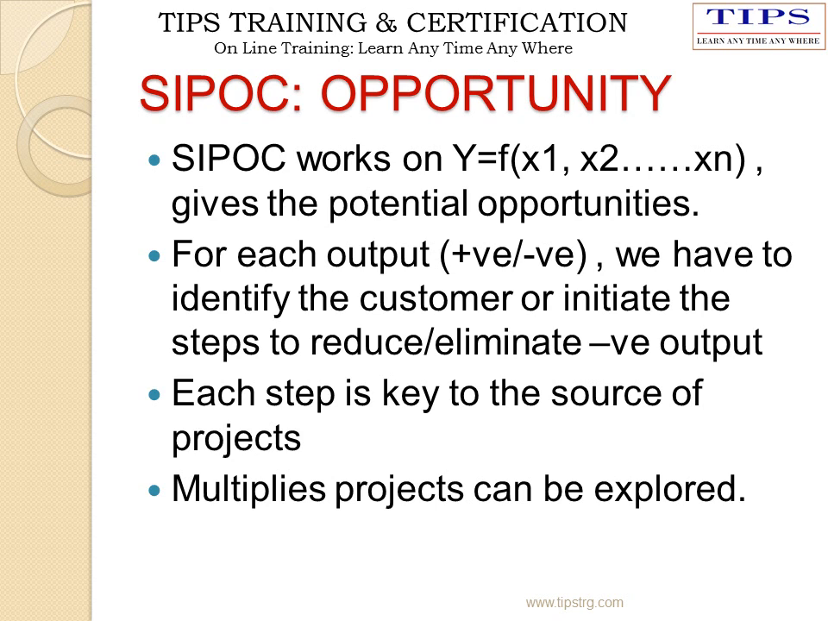Now for the positive aspect, that is electricity, there are customers. For the negative aspect, that is the ash, we have to identify. There is an opportunity for brick making, where we can use this ash. So we have to identify the customers for this negative aspect. This is one of the opportunities that can be identified through SIPOC. Each step is a key to the source of projects. Multiple projects can be explored from this.